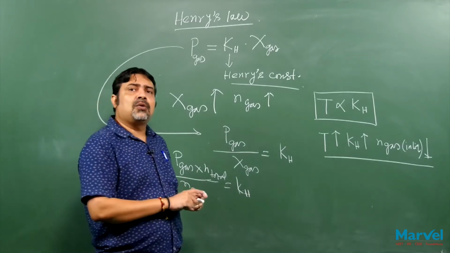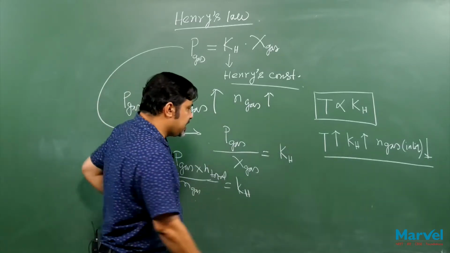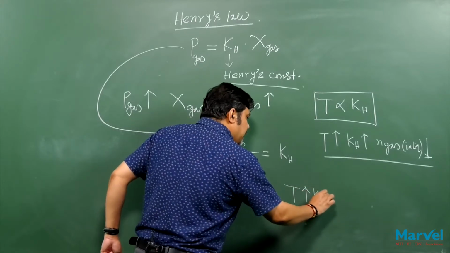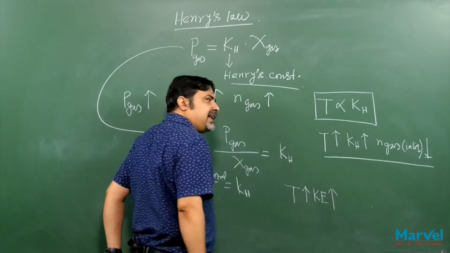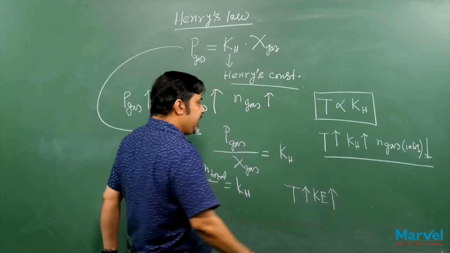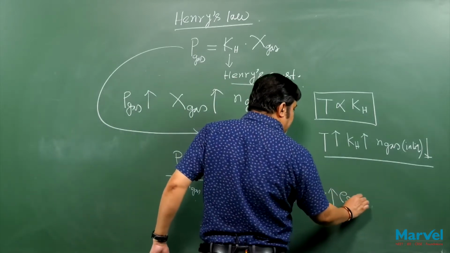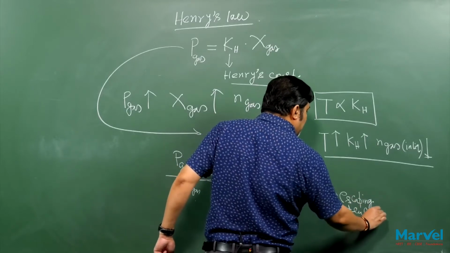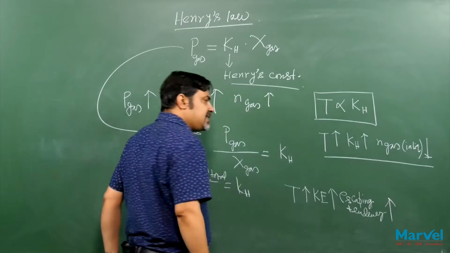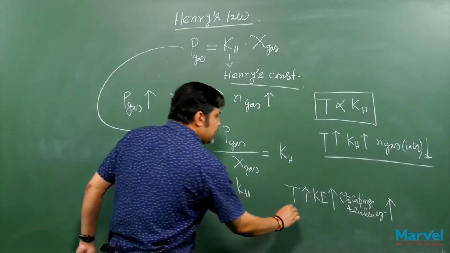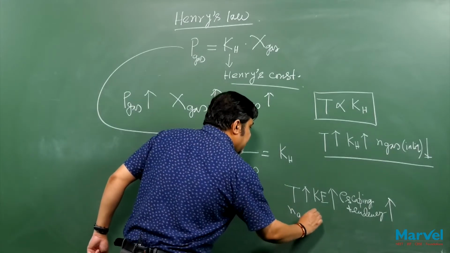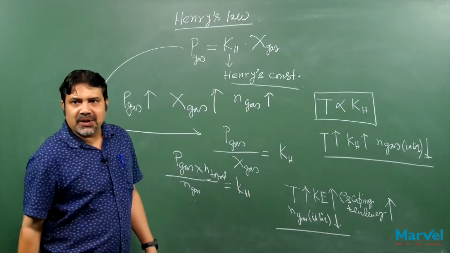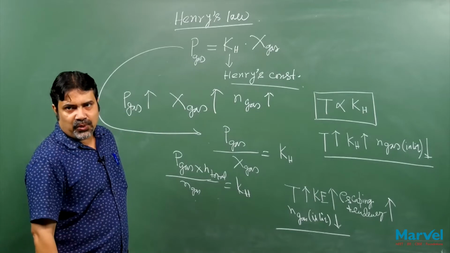Also you can think of it in a physical way. When you are increasing the temperature, what is happening? The kinetic energy of the gas will be more. As the kinetic energy of the gas is more, the escaping tendency of the gas molecules will be more. As the escaping tendency is more, the number of moles of gas in the liquid will be less. That way also you can think of it. So both ways you can think of it.